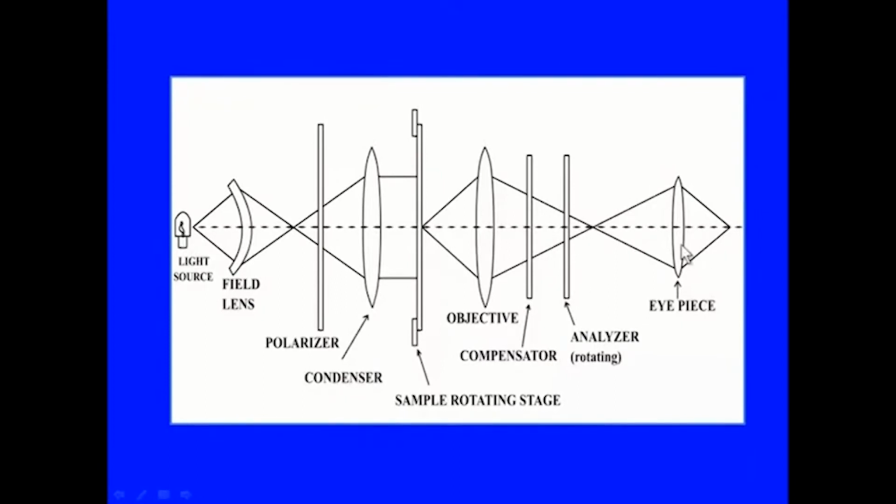The eyepiece has a cross wire with reticles, like I said, and you can focus the image at the center of the field. Then the image is formed, which would be brightest at 45 degrees, and you can rotate the stage to see different variations in the brightness of the object. So, this was about the optics of polarization microscopy.